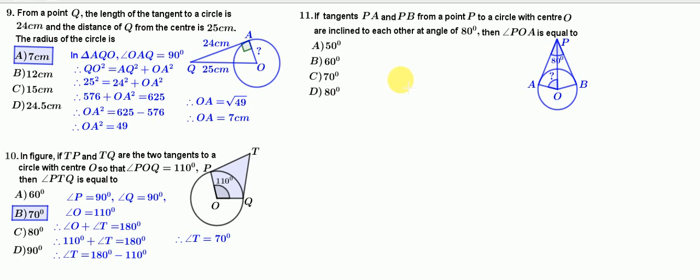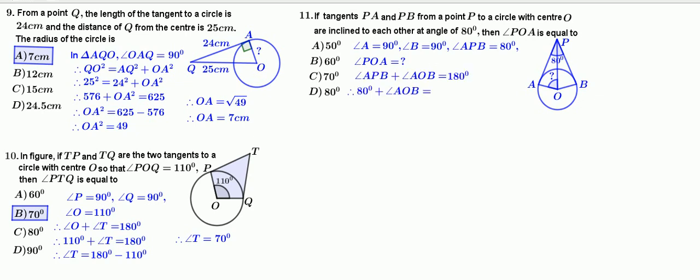Now, I will answer this question in detail, but you need not answer like this in the examination. Here, angle A equal to 90 degrees, angle B equal to 90 degrees, angle APB equal to 80 degrees. What is measure of angle POA? We know that angle APB plus angle AOB equal to 180 degrees. Therefore, 80 degrees plus angle AOB is equal to 180 degrees. That implies angle AOB is equal to 180 degrees minus 80 degrees. That is angle AOB equal to 100 degrees.